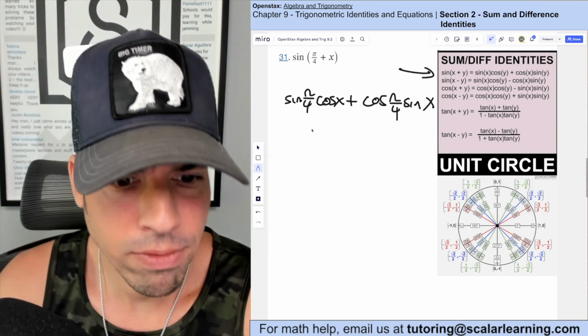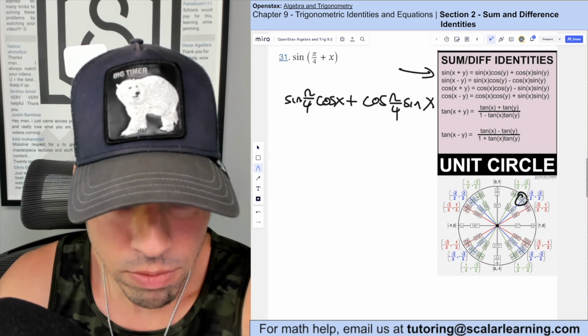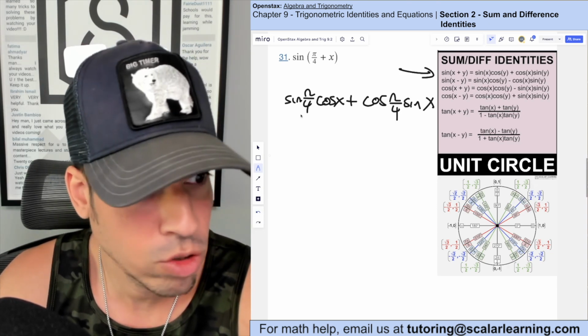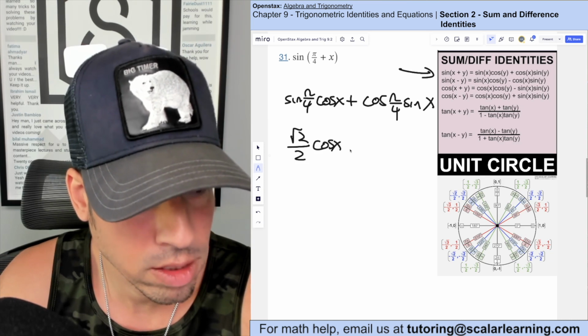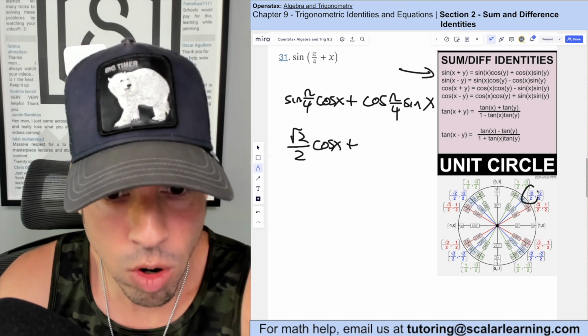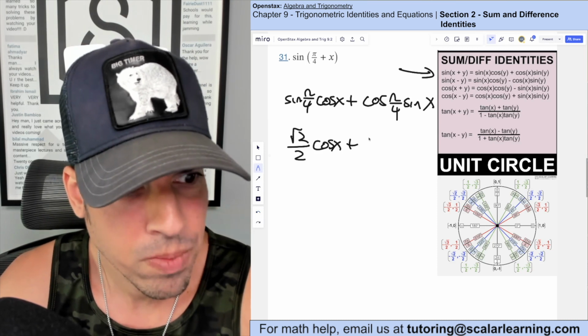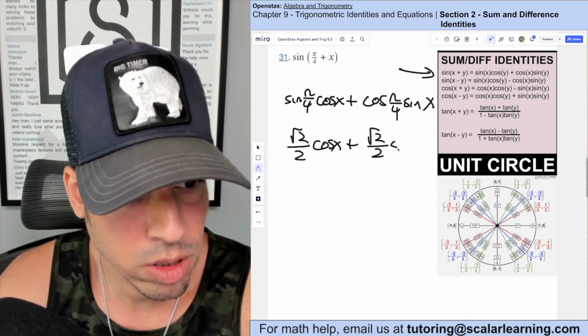What is sine of pi fourths? Here's pi fourths. Sine is the corresponding y value. It's rad 2 over 2. So we get rad 2 over 2 cosine x plus, and then cosine of pi fourths is also rad 2 over 2. It's that x value there. Rad 2 over 2 sine of x.